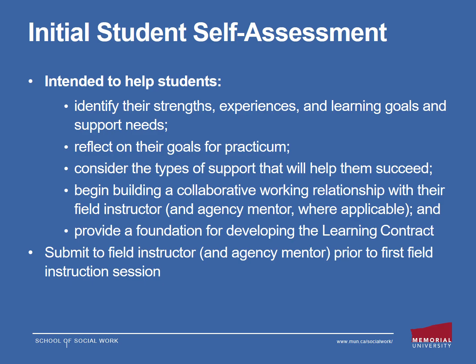It is intended to help students identify their strengths, experiences, and learning goals and support needs, reflect on their goals for practicum, consider the types of support that will help them succeed, begin building a collaborative working relationship with their field instructor and agency mentor where applicable, and provide a foundation for developing the learning contract, which we will discuss later in the orientation. More detail regarding format for responses can be found on the initial student self-assessment document.